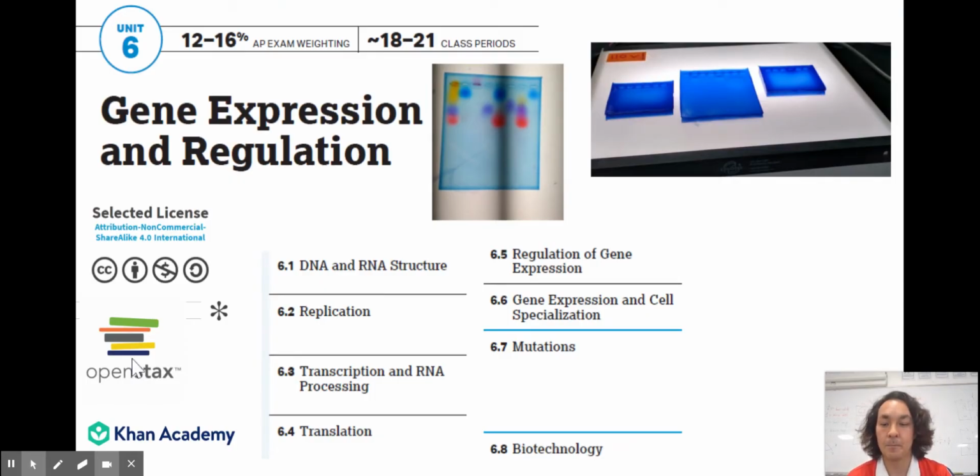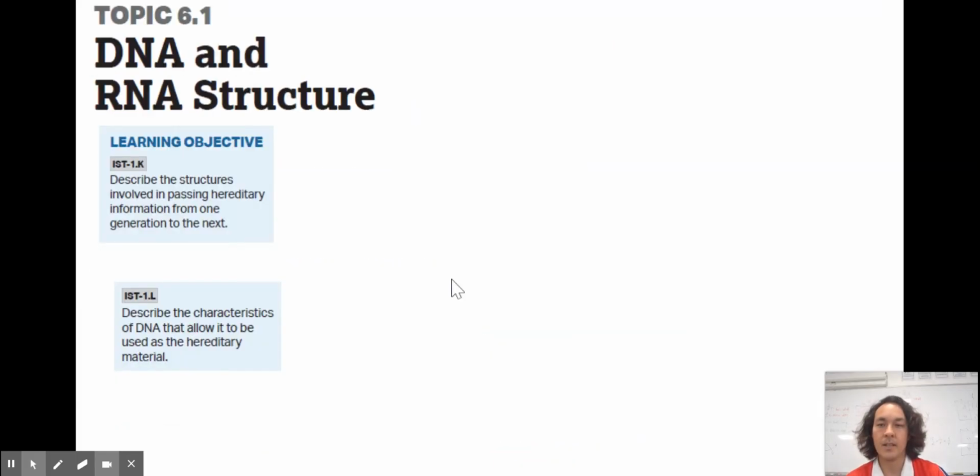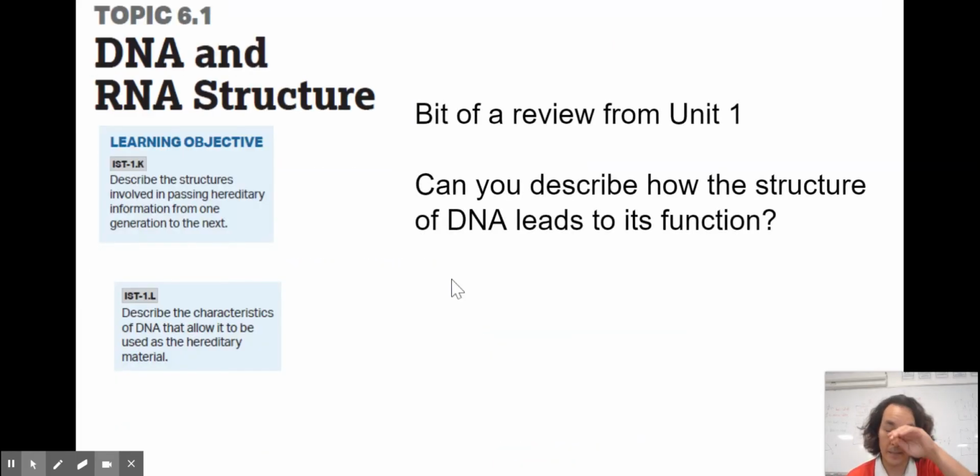So let's dive in. We're going to start with DNA and go through transcription and translation, mutations, how gene expression is regulated, and biotechnology. DNA and RNA structure, topic 6.1. This is a bit of a review from Unit 1.